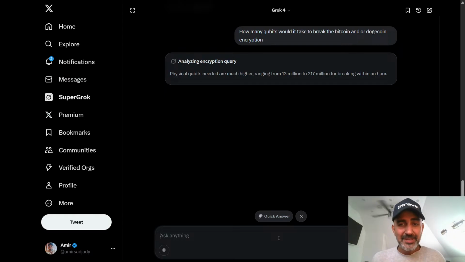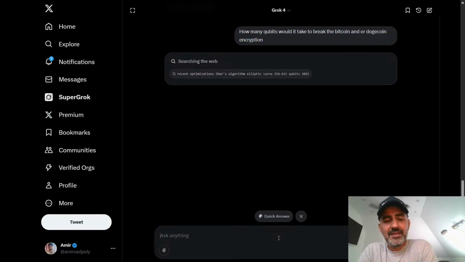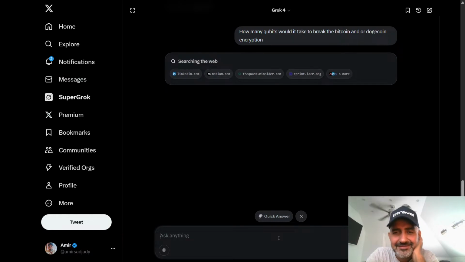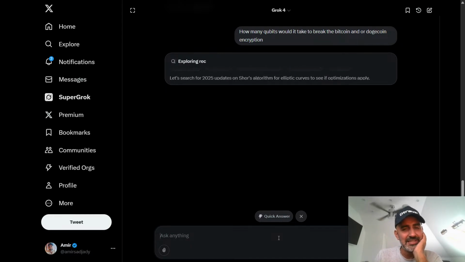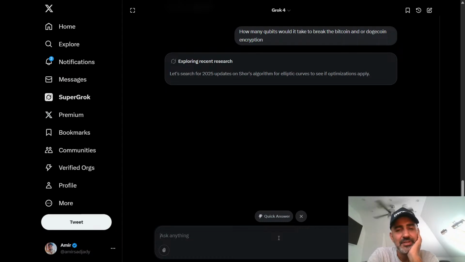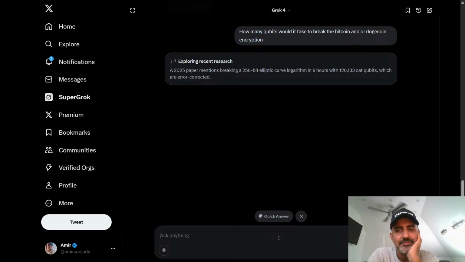Within an hour, they need 13 million qubits. That's too many, huh? This is the moment of truth. Has anyone done this? Like John has just gone into AI and tried to do some research on timelines. 126,000 qubits.